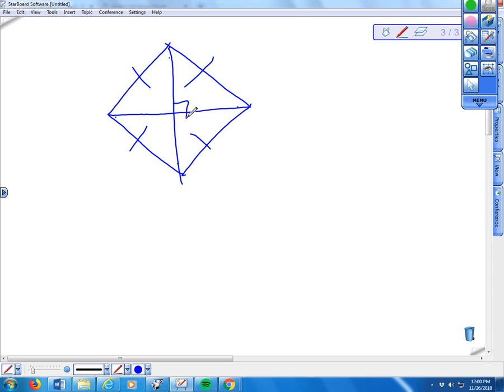Okay, rhombus. Are opposite sides parallel? Yes. Are opposite sides congruent? Yes, because all sides are congruent in a rhombus. Are opposite angles congruent? Yes. Are all consecutive angles supplementary? Yes. Are all angles congruent? No. Are all sides congruent? Yes.